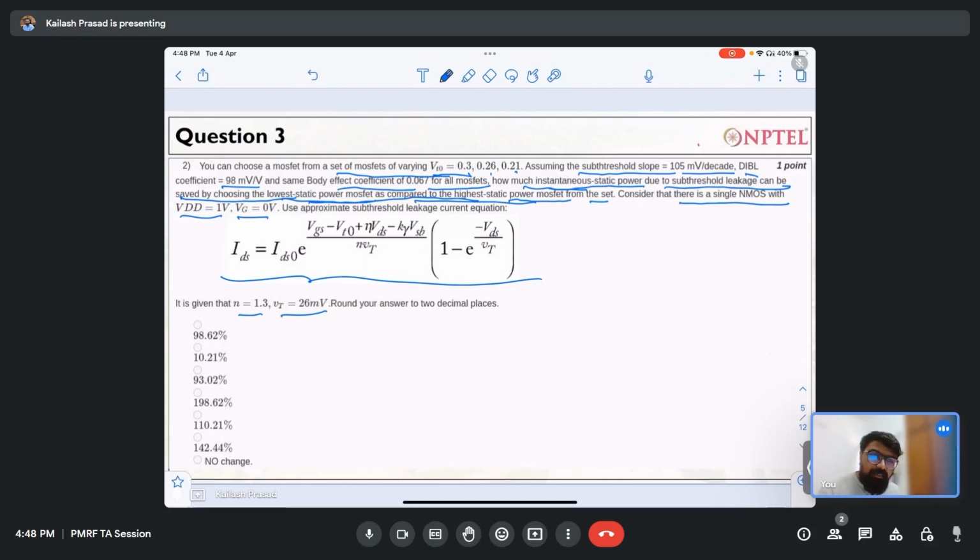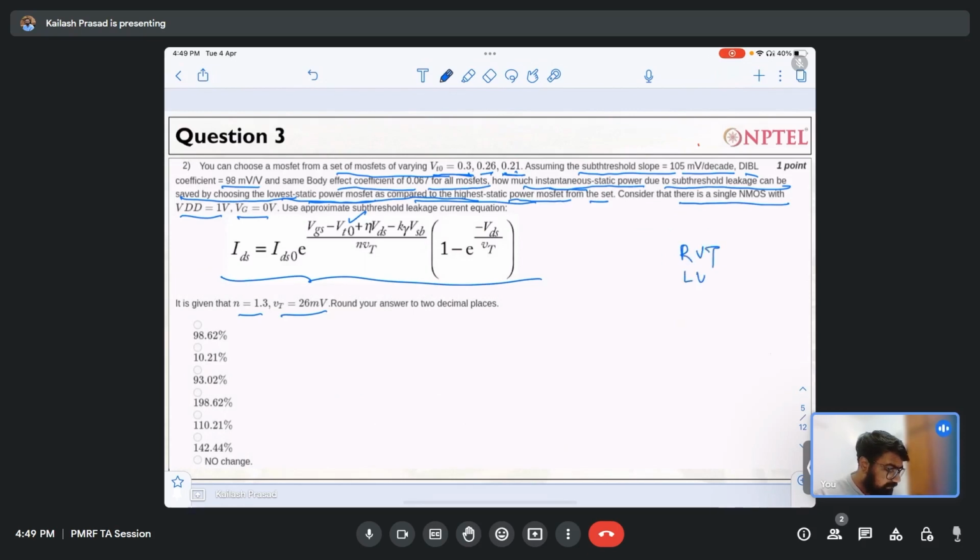Now the question is, when does the lowest static power happen? We have three flavors of MOSFETs available here: 0.3 volt, 0.26 volt, and 0.21 volt. These three flavors have three different VTs. I have already said that if you reduce the VT, the static current increases. So the lowest VT is the highest static power zone, and the highest VT will be the lowest static power zone.